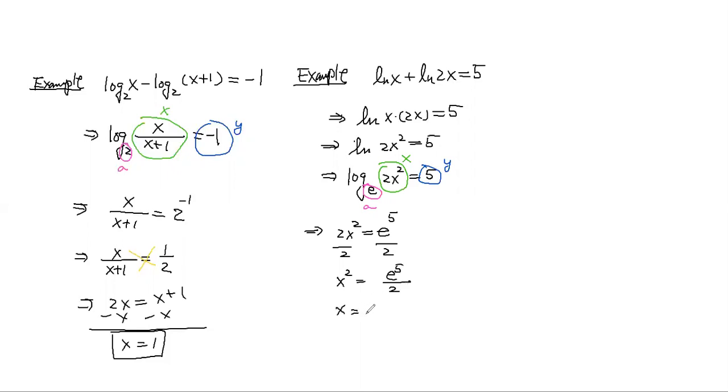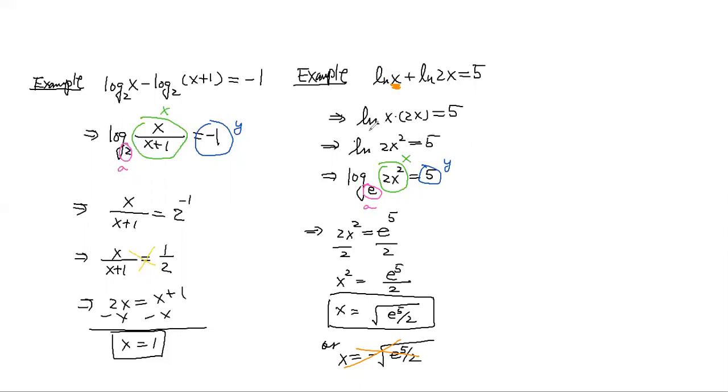So what is x here? x could be the square root of e to the 5 over 2, or x is equal to the negative square root of e to the 5 over 2. But I know the natural log cannot have a negative inside, because of the domain here. So the negative one is not going to work. So the solution for this one will be just x equal to the square root of e to the 5th over 2. All right.